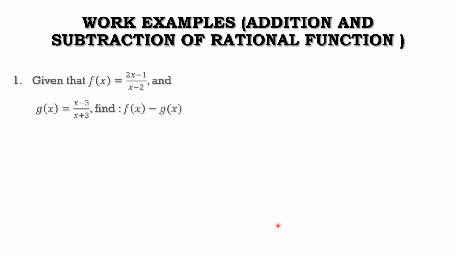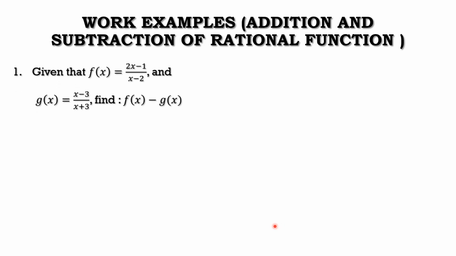Now let's work on some simple examples for us to understand the concept so far. So we have f of x equal to 2s minus 1 divided by s minus 2, and g of x equal to s minus 3 divided by s plus 3. We are supposed to find f of x minus g of x. Now this is the solution for this question. So f of x minus g of x will be equal to 2s minus 1 divided by s minus 2 minus s minus 3 divided by s plus 3.